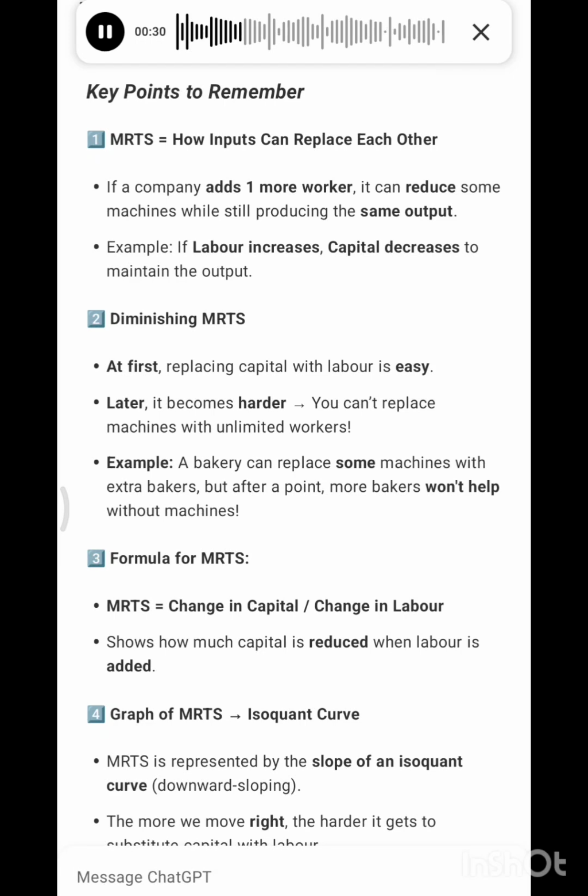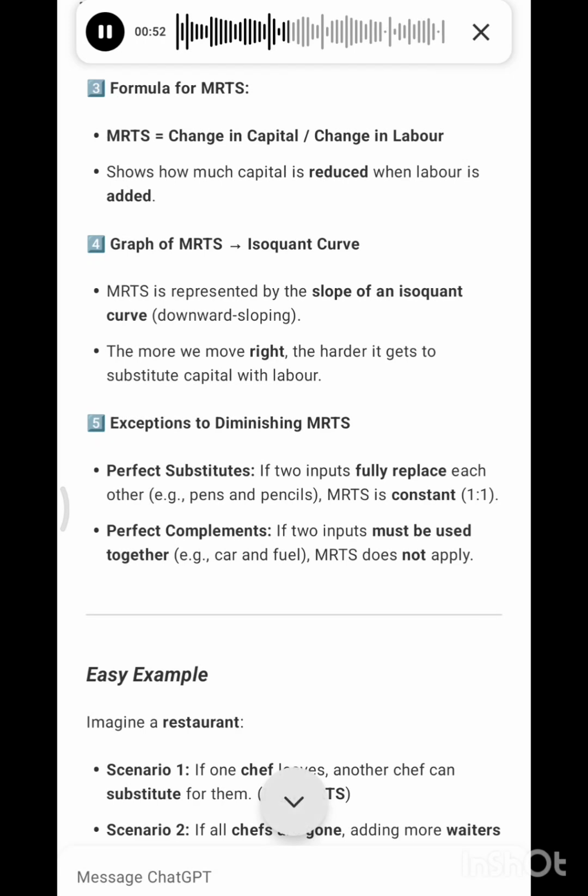Diminishing MRTS. At first, replacing capital with labor is easy. Later, it becomes harder. You can't replace machines with unlimited workers. Example: a bakery can replace some machines with extra bakers, but after a point, more bakers won't help without machines. Formula for MRTS: MRTS equals change in capital divided by change in labor. It shows how much capital is reduced when labor is added.